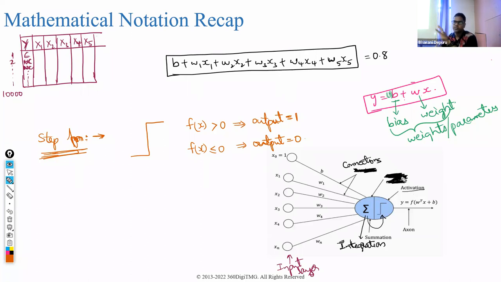Different activation functions work in different ways. This step function works in this manner, wherein when you add all these values, if the summation is greater than zero, the output will be one. If this function value is less than or equal to zero, the output will be zero. So here you're getting 0.8. 0.8 means what will be the output? One. So that would be called your predicted value. One means a customer will churn. Zero means the customer will not churn, in the example that we are talking about.